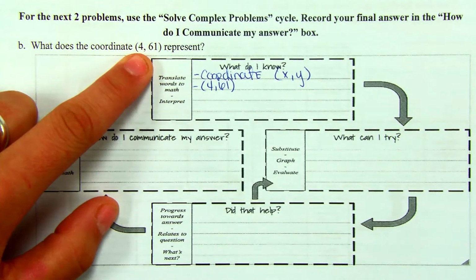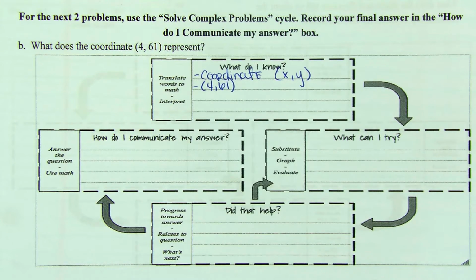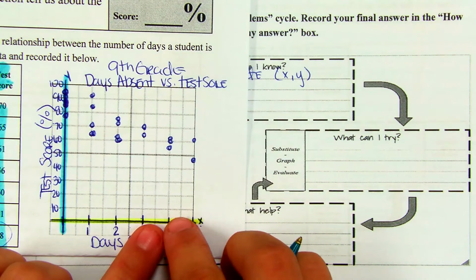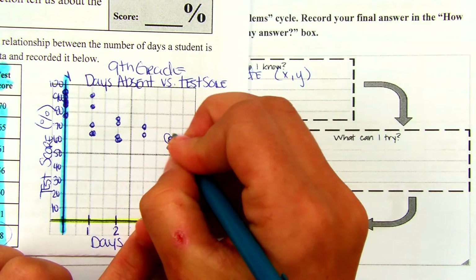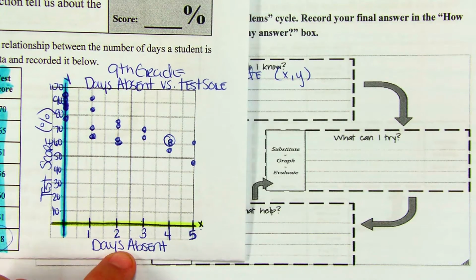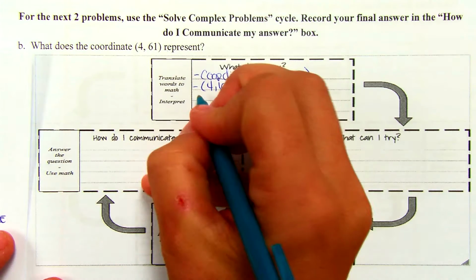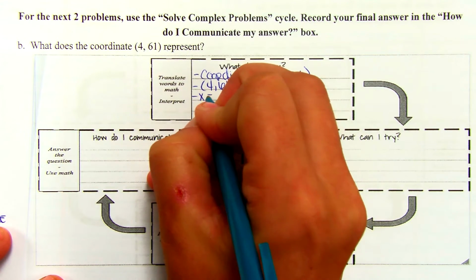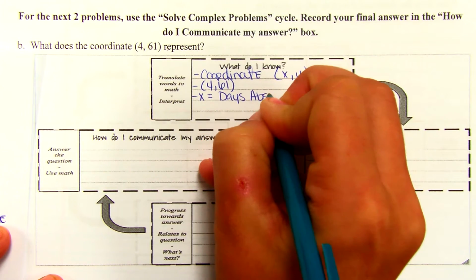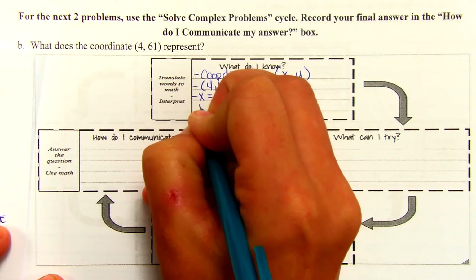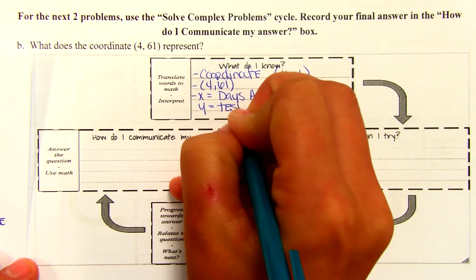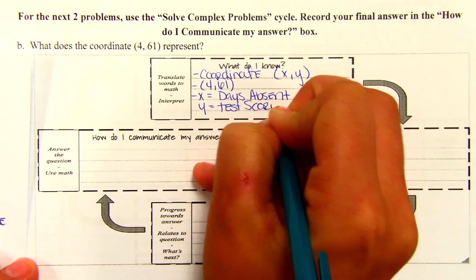What else do I know? Let's take a look at the graph. I know 461 is right here. And I know that in this case, the x-axis is days absent. So x equals days absent, and y equals test score. Those are all the things that I know about this problem.